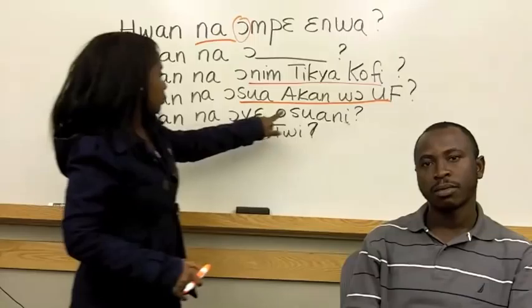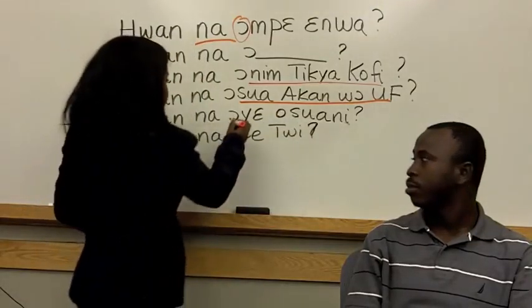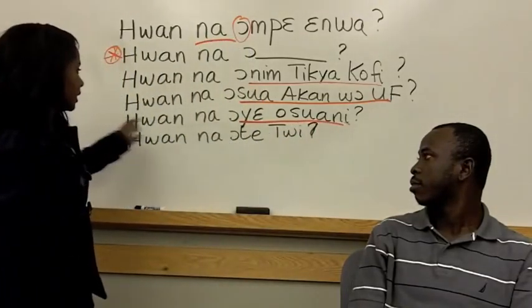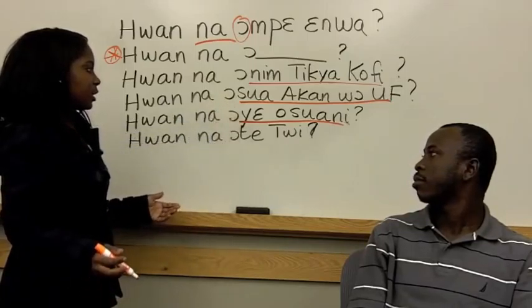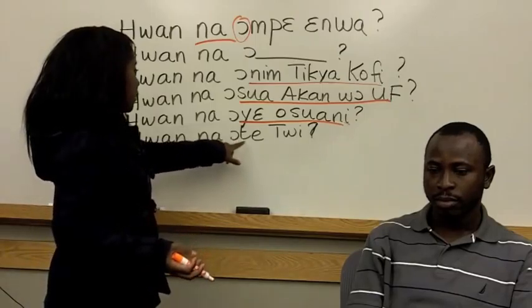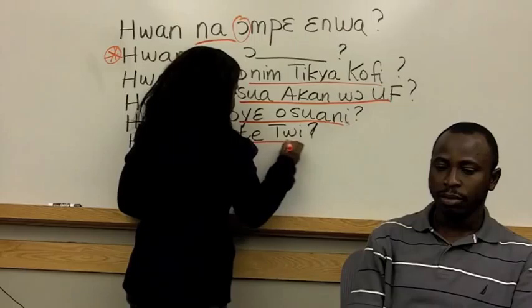Ye osuyani means to be a student. When you put huayna o in front of it, you're asking who is a student. And for ote tree, you're asking who speaks tree.